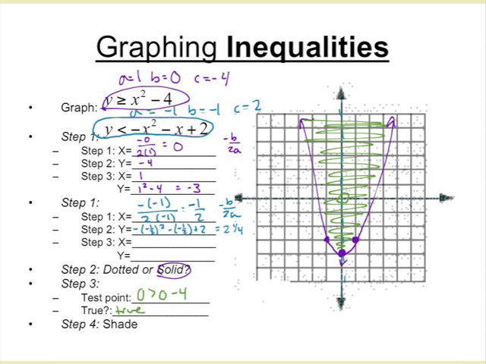And so that's my vertex point: negative 1/2, 2 1/4. So I'll V it to remember that that's my vertex. And I could put my dotted line through it for my symmetry line.